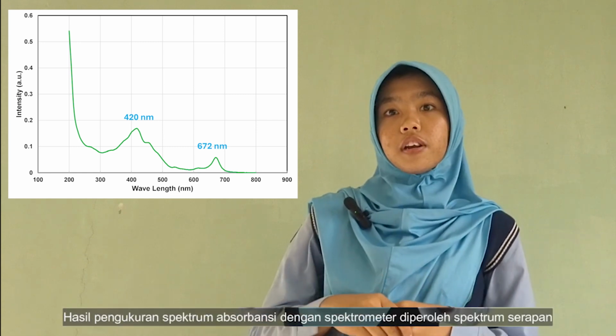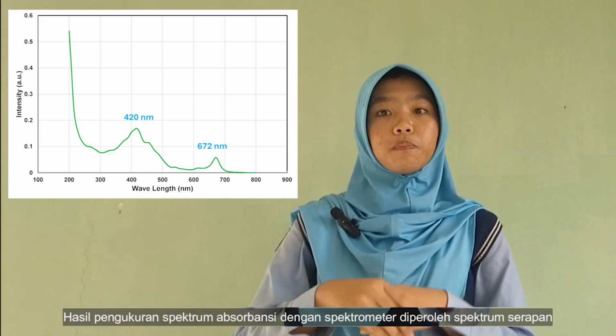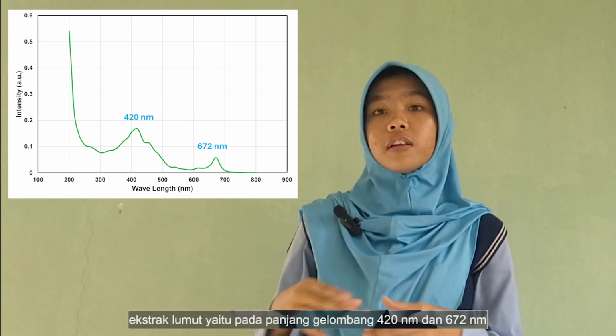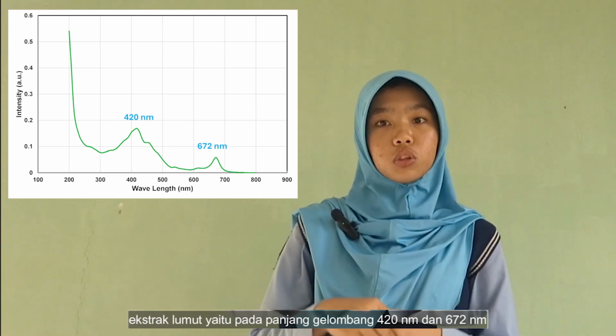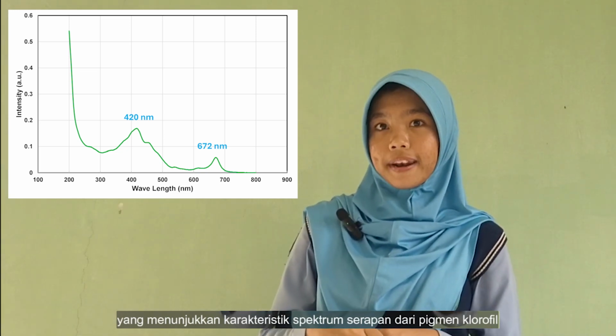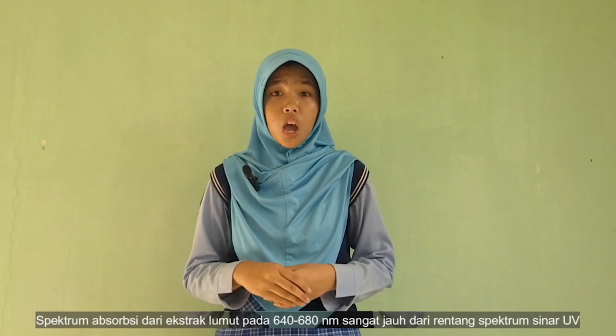The result of measuring the absorption spectrum with spectrometer obtained the absorption spectrum of the moss extract at a wavelength of 420 nanometer and 672 nanometer, resulting in the characteristics of the absorption spectrum of chlorophyll pigment. The absorption spectrum of the moss extract at a wavelength of 640 until 680 nanometer is free from the UV spectrum range. Modifying carbon bonds in chlorophyll compound in moss was tried using nitrogen atom from urea and with the help of external energy in the form of microwave.